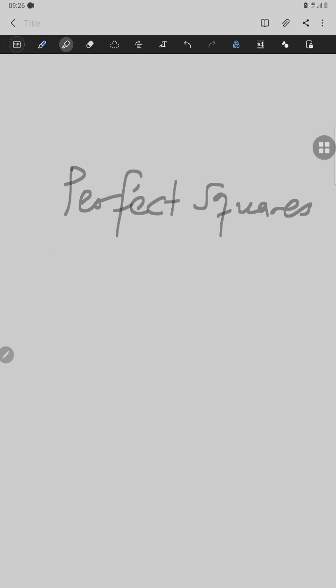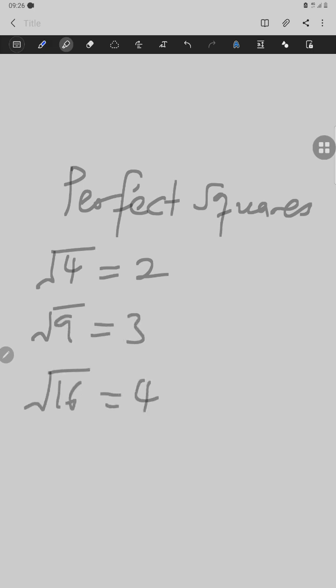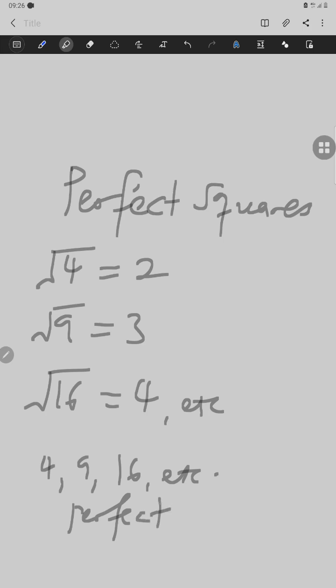When we were in basic school, we learned about perfect squares, right? For example, we learned that the square root of 4 gives 2, the square root of 9 gives 3, the square root of 16 gives 4, and so on and so forth. So we saw that 4, 9, 16, etc. are what? Perfect squares, right?